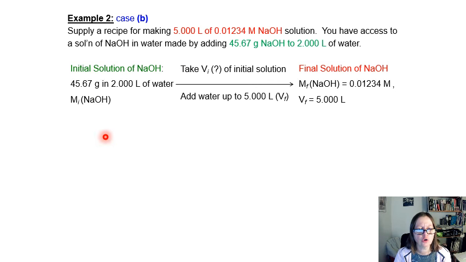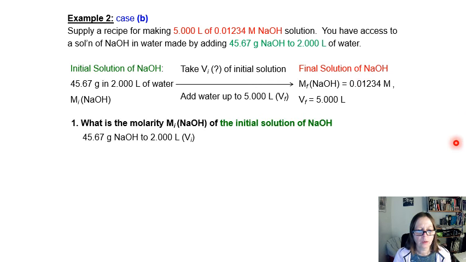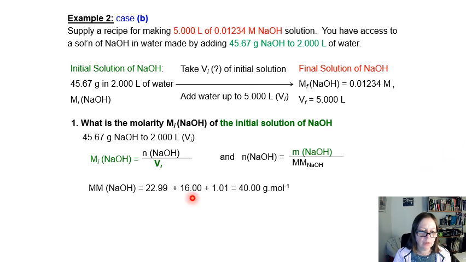We have an initial solution of sodium hydroxide made by dissolving 45.67 grams of sodium hydroxide in 2 liters of water. We take some of this, we add water up to 5 liters to get 5 liters of a solution with a molarity of 0.01234 molar. First thing we need to do is calculate the molarity of our initial solution. How do we do that?